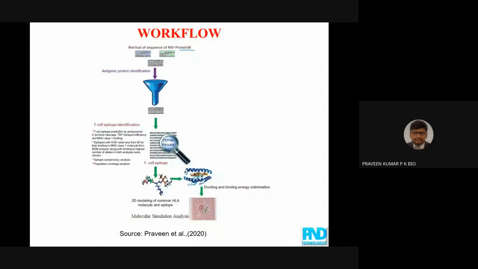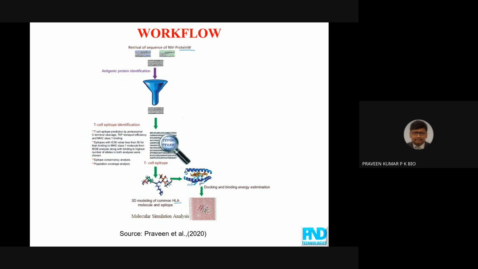After identifying the T cell epitopes, I screened the best epitope out of the thousands of epitopes generated from protein W. The best epitope I finally docked with the HLA molecule, the MHC molecule. After docking, we go on with MD simulation to check the stability. Molecular docking is used to check the binding affinity in terms of energy in kilocalories per mole, and in molecular simulation, we check the stability of the peptide.